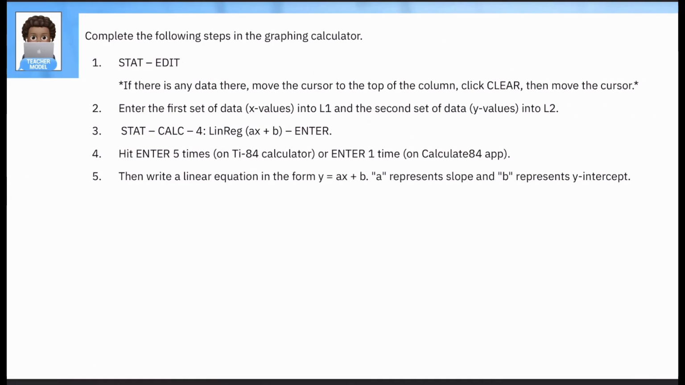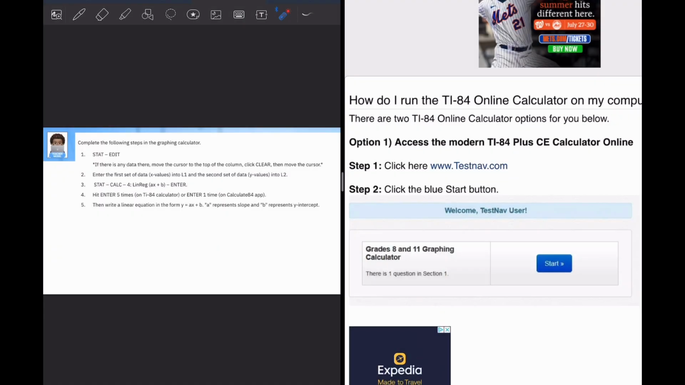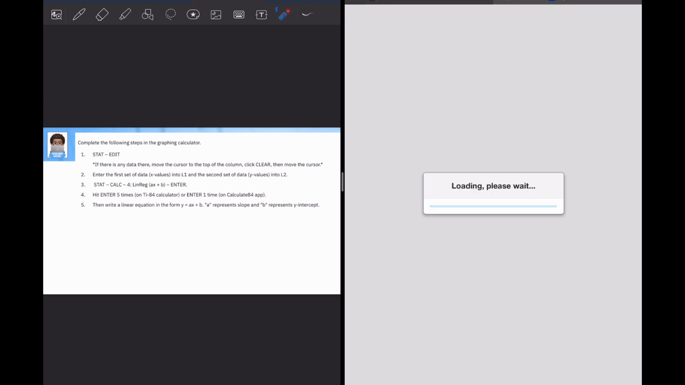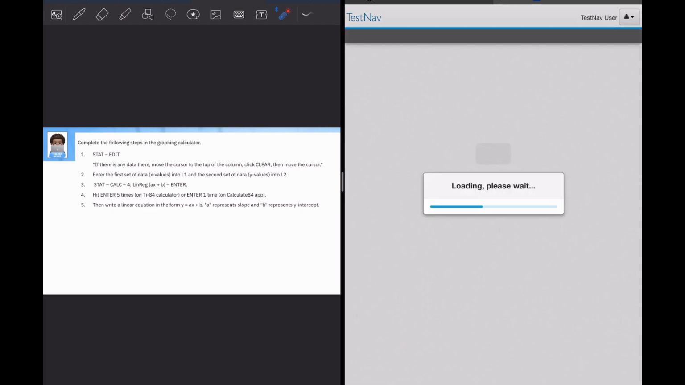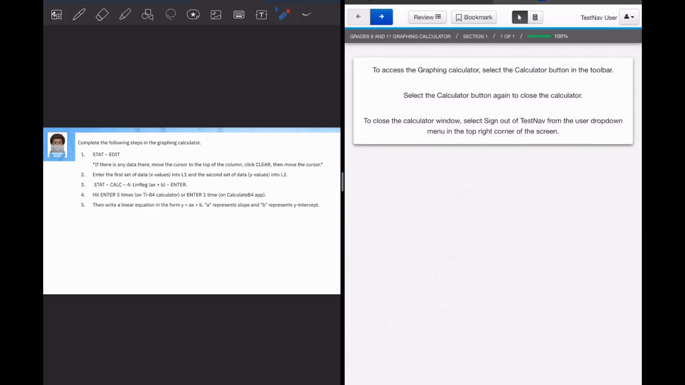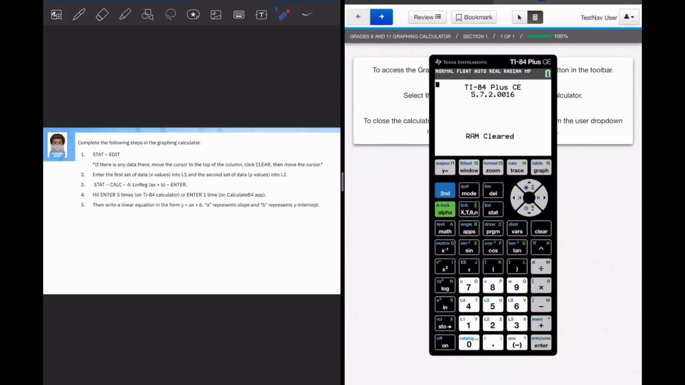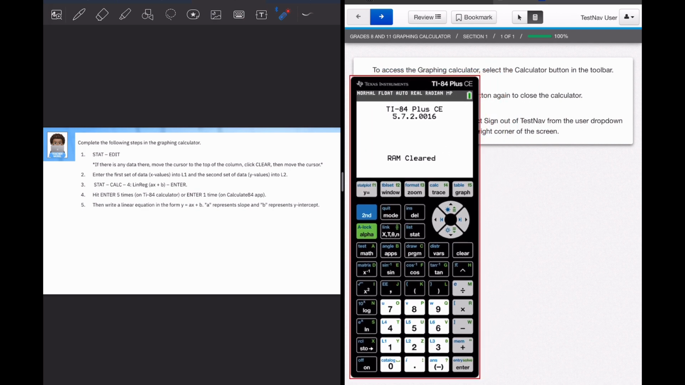So here are all the steps that you're going to do on your graphing calculator. You're actually going to start by hitting stat edit. Matter of fact, let's get a calculator out here. I'm going to show you how to get a free calculator that you can use on your computer. You're going to go to testnav.com, and it's going to look like this as a page. Hit start, hit start again. Up in this top corner, next to that little arrow cursor, you're going to see a little calculator. Hit that, and boom, we have a calculator that looks just like the TI-84, and that's awesome. So we're going to use that with these steps today.